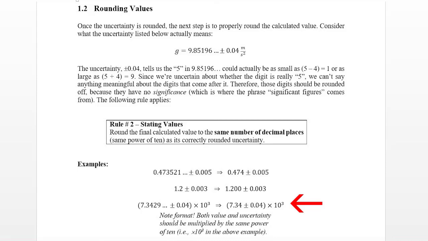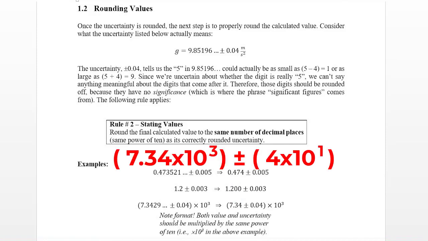So again, I strongly recommend that you always write scientific notation this way, with the value and its uncertainty right side by side, inside brackets, and then both multiplied by the same scaling factor of times 10 to the power of whatever. Again, inside the brackets, you can see that the uncertainty is 0.04. That's 2 decimal places. Therefore, the answer also gets rounded off to 2 decimal places, 7.34. If they were multiplied by different scaling factors, it would not be straightforward to see that.